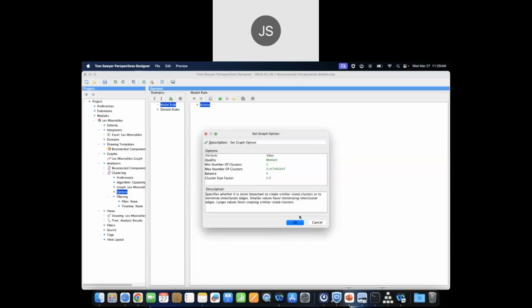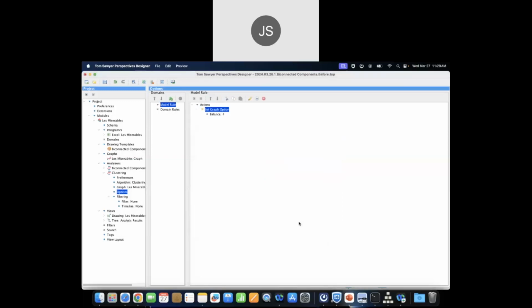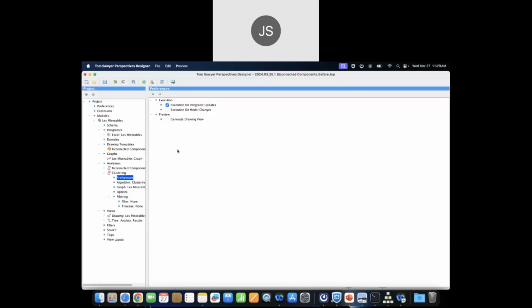And then I'm going to click OK again, and I'll take the rest of the default attributes for our analysis. And then I'm going to come over here to Preferences, and I'm going to ask to create a drawing view in the preview, meaning that I want to see a preview of what these analysis results would look like. Okay, good. Now let's go back to our web preview and see how this clustering looks.